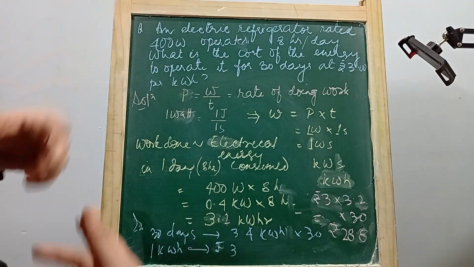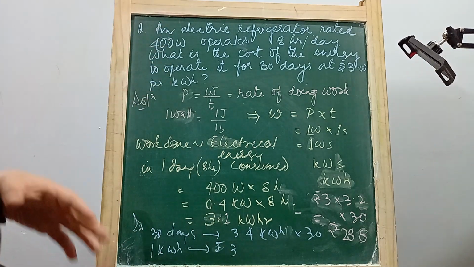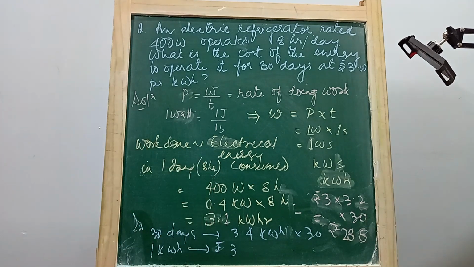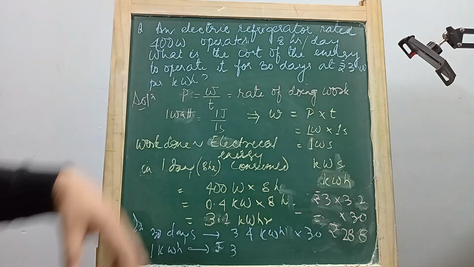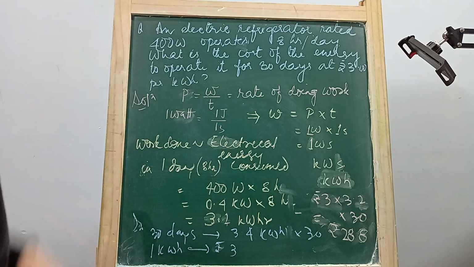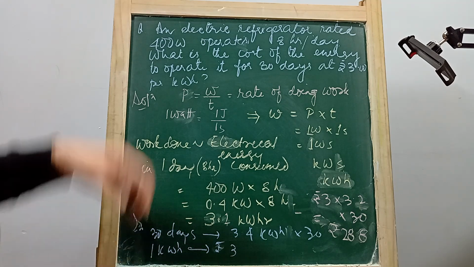So there's a refrigerator whose power has been rated as 400 watts. That means the maximum power of the refrigerator is 400 watt. Power means the rate of doing work. That means at maximum, this particular refrigerator is able to do 400 joules of work in 1 second.